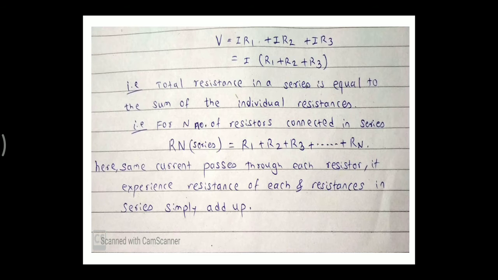It should always be noted that the same current passes through each resistor. It experiences the resistance of each of them, and resistances in series simply add up. So here we have studied how the formula is derived and how the same current flows through each of the resistances in the series condition.